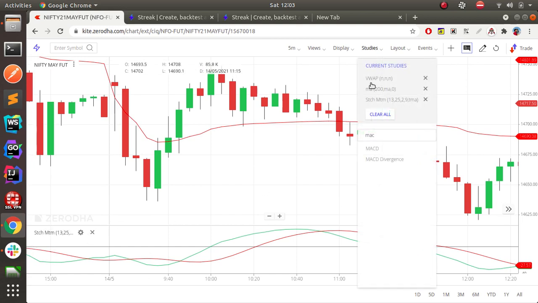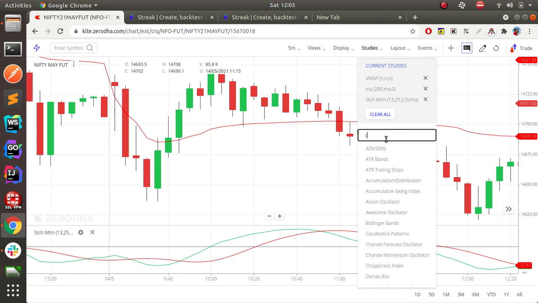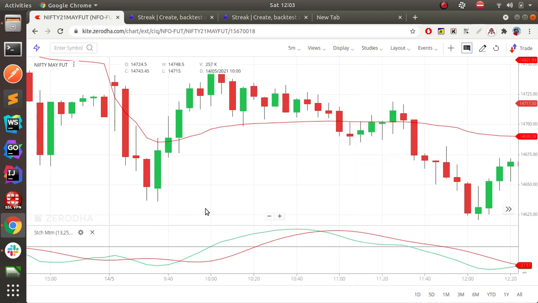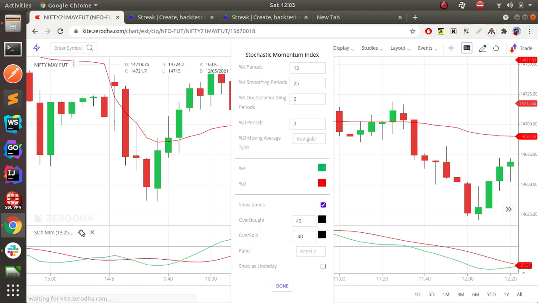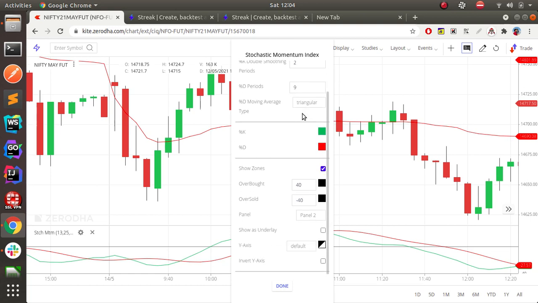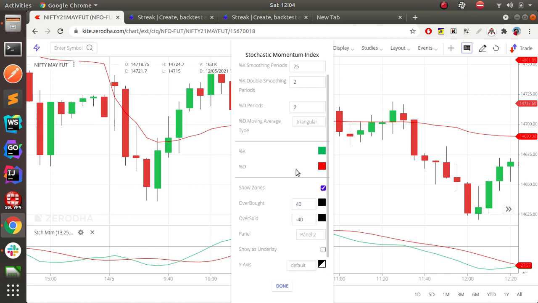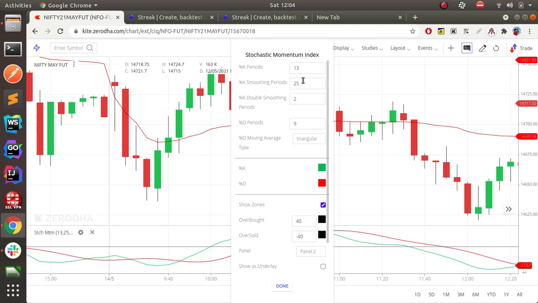This is one of the indicators where you can just type stochastic momentum index and add it, but there is a variation in this. I have customized the values according to my needs. I added these values myself, but let us not go in depth on why these values. Instead, let's see how we can use this for our trading. So these are the values 13, 25, 2 and 9 we have added.